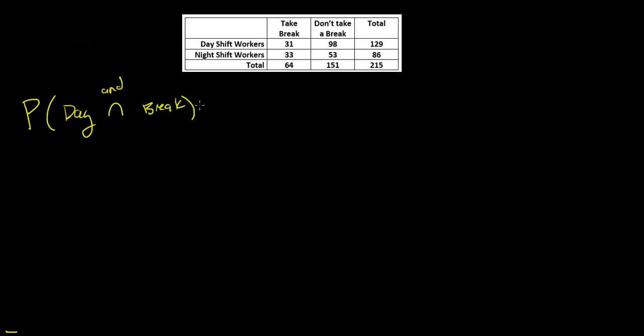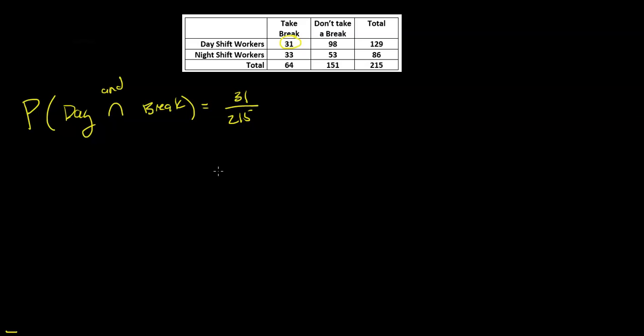Well, I hope you understand one thing. When you have a two-way table, this number is literally in the table. It is right here, 31 people. That's your answer: 31 out of the 215 people. You don't have to do any work. That's the answer. There's the overlap between the people that work on the day shift and the people that take breaks. Boom, there it is.